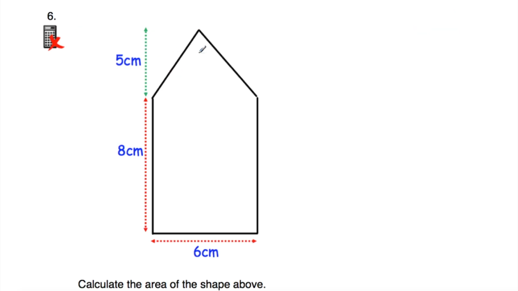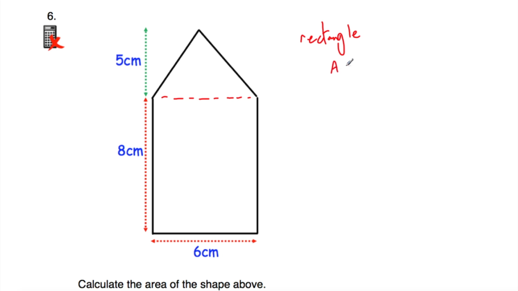Okay, so question number 6, we've got this compound shape, we've got this rectangle, and we've got this triangle on top, and the question says calculate the area of the shape. So we want to find the area of the shape. So let's split it into a rectangle and a triangle. So let's start off with the rectangle.